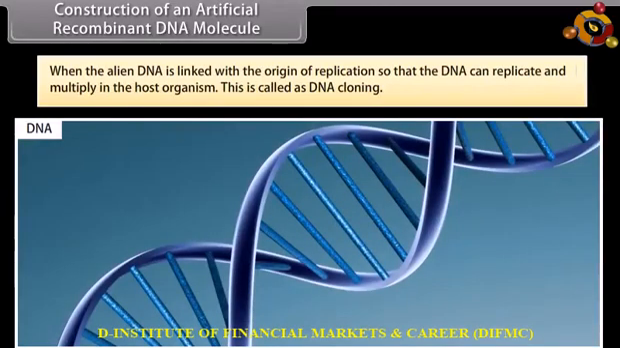Construction of an artificial recombinant DNA molecule. When the alien DNA is linked with the origin of replication so that the DNA can replicate and multiply in the host organism, this is called as DNA cloning. Construction of artificial recombinant DNA.